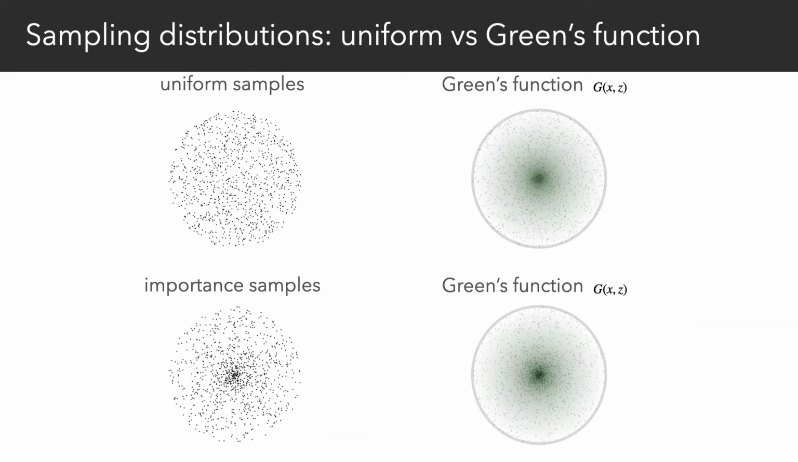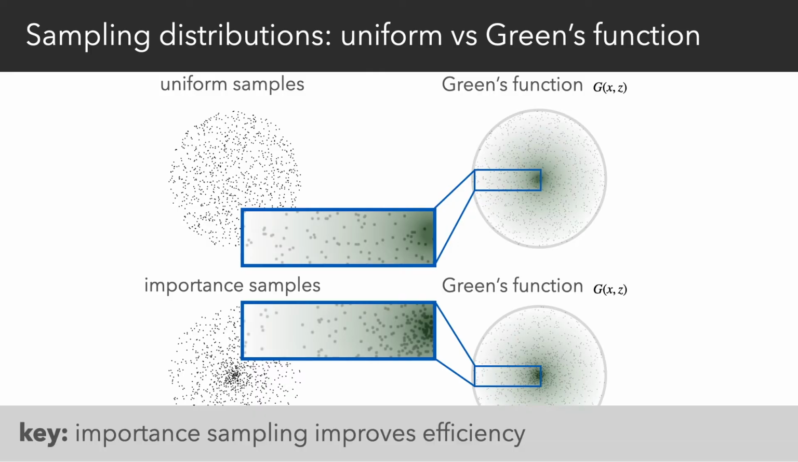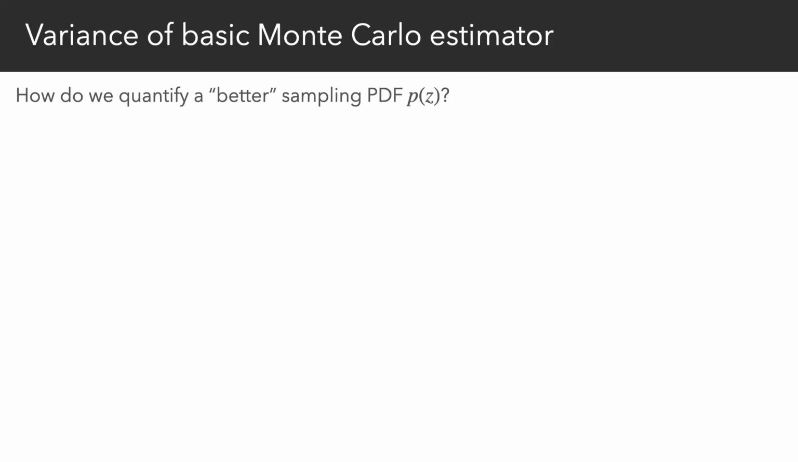In our Green's integral case, a simple improvement is to sample from a PDF that's proportional to the Green's function. If we do so, then each sample will contribute more to the estimate on average, and this makes our estimator more efficient. Notice that in the bottom zoom in, there are more points in areas with large values for the Green's function. How do we reason about these improvements in efficiency, though?